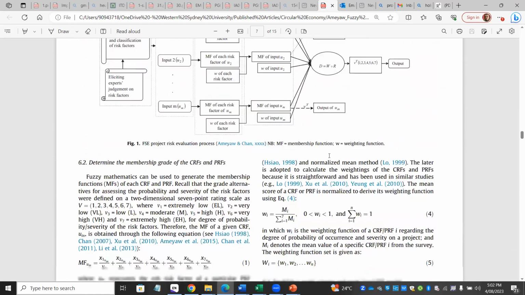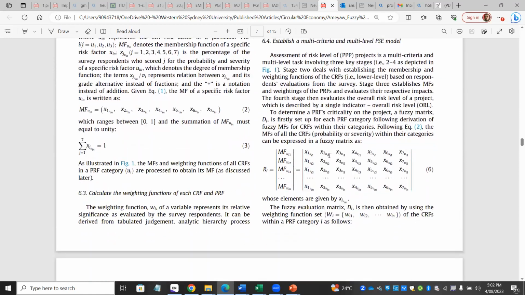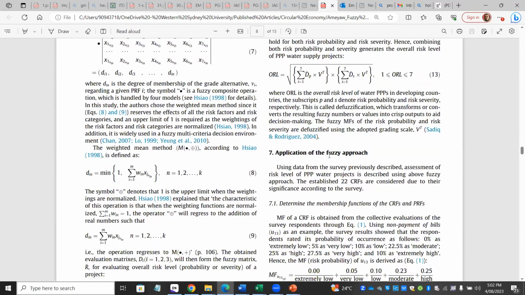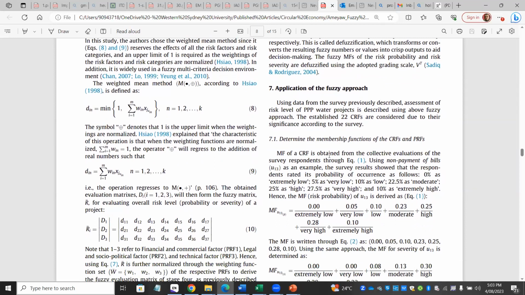Okay, so we have all these things. Now let's apply it. Application is very important, and that's where we get the understanding of how the 22 critical factors and their 3 groups were used. Now let's establish the membership functions of each of the groups.